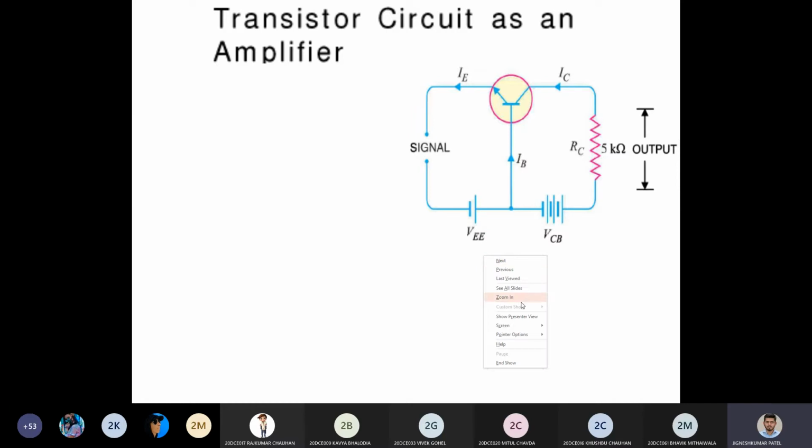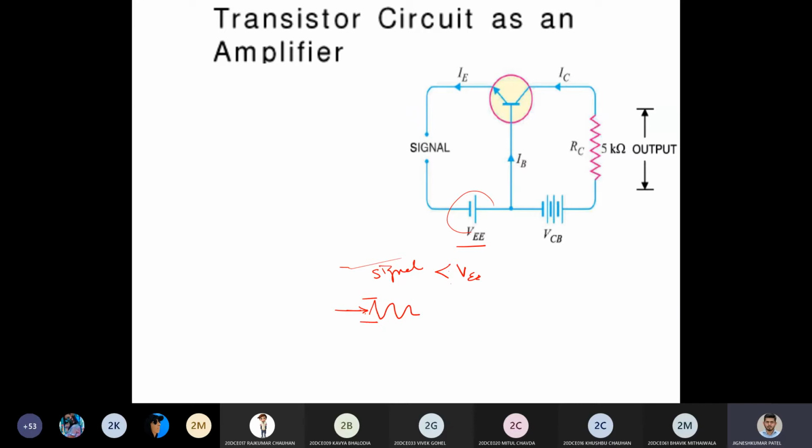Now VEE would be such that it is always greater than my input signal. Let us say I have an input signal like this. This is the audio input signal, let us say. The audio input signal would be added with this VEE, because it is connected in this way. So I have to make sure that VEE is always greater than the signal amplitude.